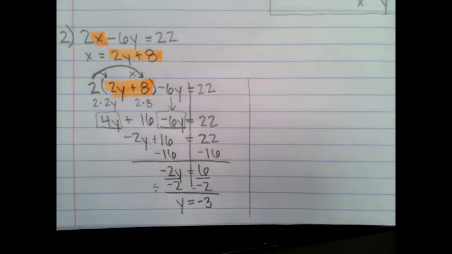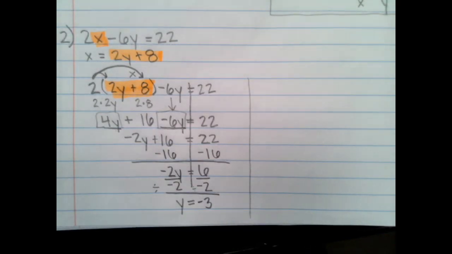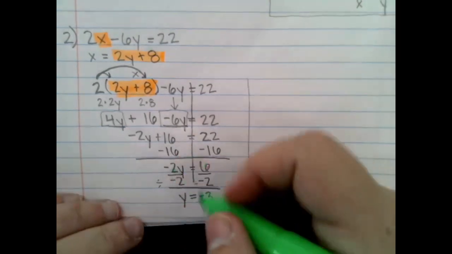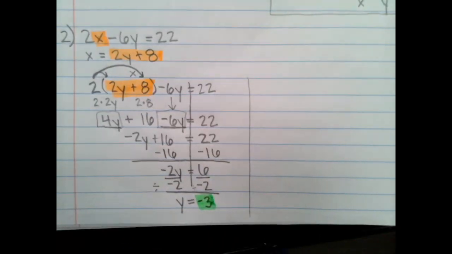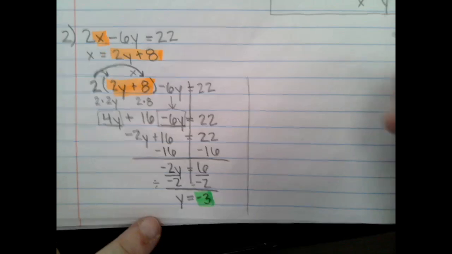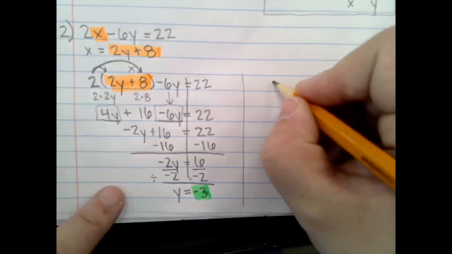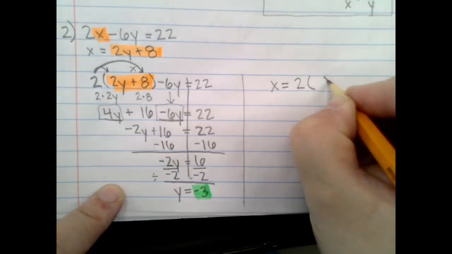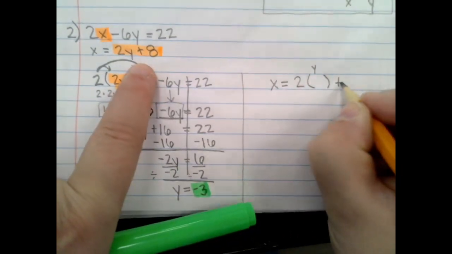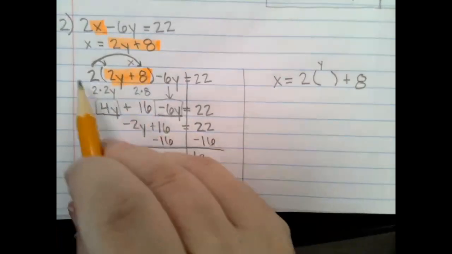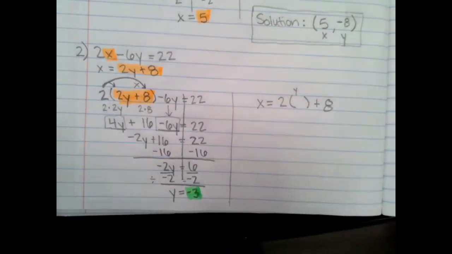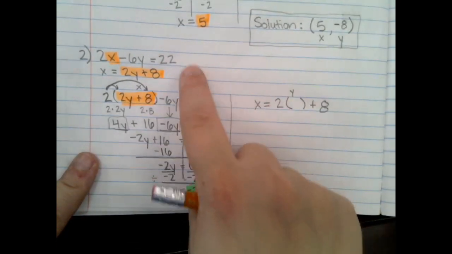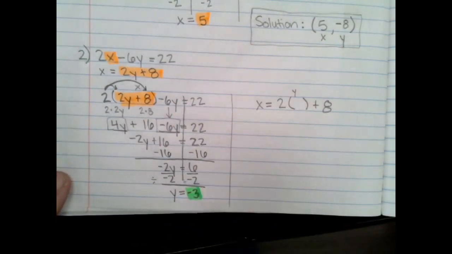All right, I'm going to switch my colors. All right, so I'm going to use green. y is equal to negative 3. So I'm going to go back up to what my x equals. x was equal to 2y plus 8. That was part of the problem. It said x equals 2y plus 8. So I go to my other equation. And what is my y? Negative 3.